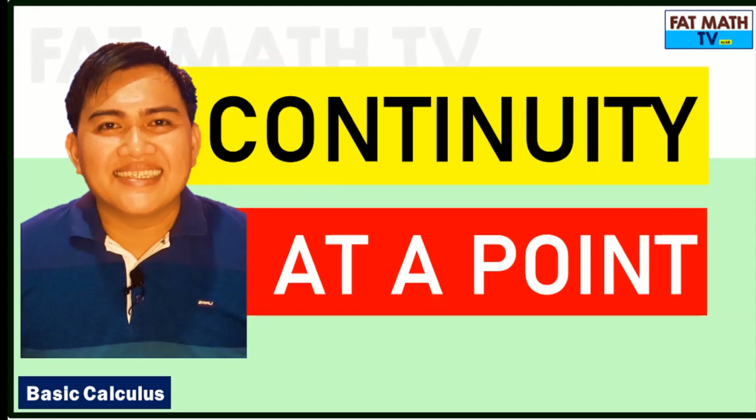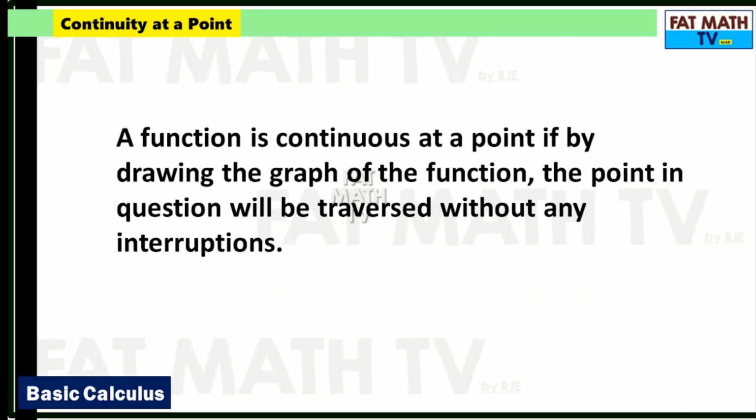Okay, in this video, we will be discussing the continuity of a function at a point. A function is continuous at a point if, by drawing the graph of the function, the point in question will be traversed without any interruptions. You can just go smoothly through the graph at the point in question. So there will be no interruptions. If that is the case, then the function is said to be continuous at that value.